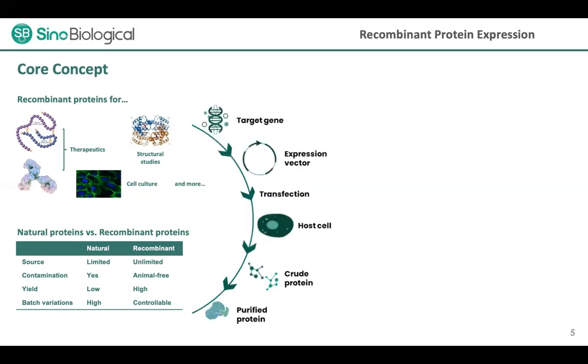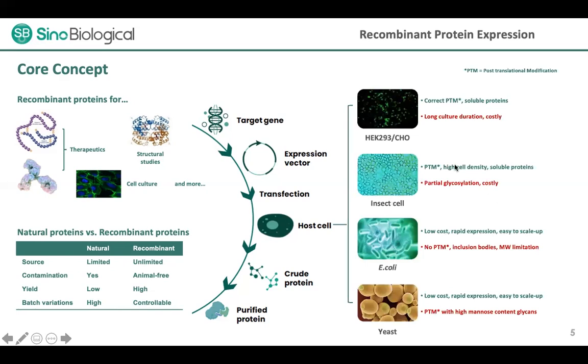stringently regulated lab space. So recombinant protein expression is essentially a setup based on the central dogma, where an external gene is inserted into the host cell in an expression vector, and the host cell then hijacks its cellular machinery to overexpress the protein, and the proteins can then be purified using chromatography methods. So this is basically the core concept of recombinant protein expression.